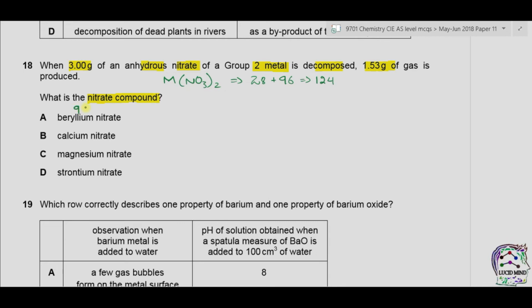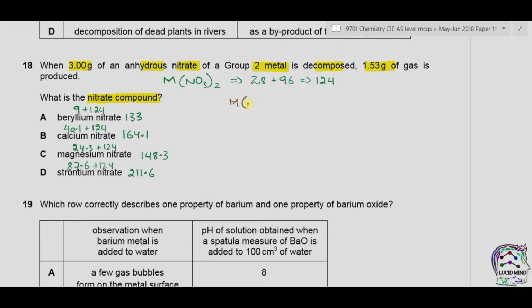For beryllium, the atomic mass is 9, so 9 plus 124 equals 133. For calcium, the atomic mass is 40.1, so 40.1 plus 124 equals 164.1. For magnesium, the atomic mass is 24.3, so it becomes equal to 148.3. For strontium, the atomic mass is 87.6, so it comes equal to 211.6. Now let's write a balanced chemical equation for decomposition of group 2 nitrates.